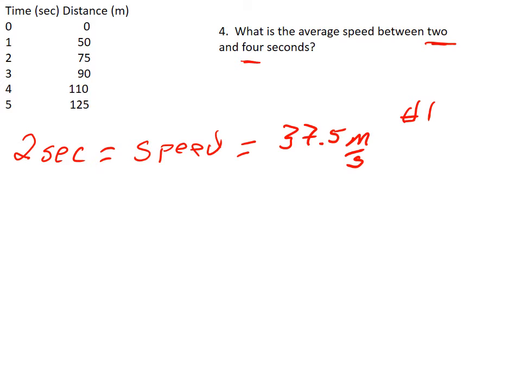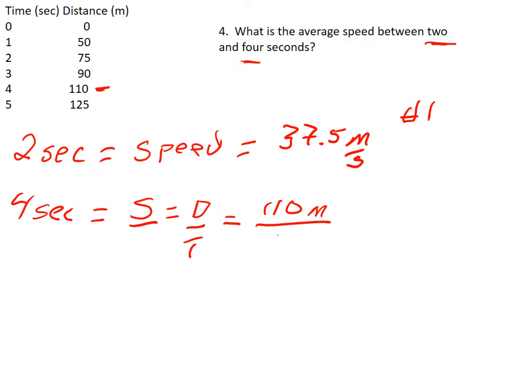But now I need to know what the speed is for 4 seconds because I have never done that one yet. So for the 4-second speed, we know that speed is equal to distance divided by time. The distance at 4 seconds is 110 meters divided by the time of 4 seconds. That would be 27.5 meters per second. So that's at 4 seconds.